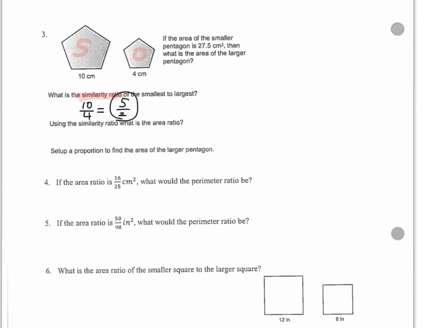That's my scale factor. So now using the similarity ratio, what's the area ratio? So if S is 5 over 2, what's A? 25 over 4.